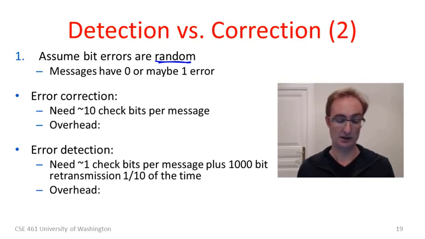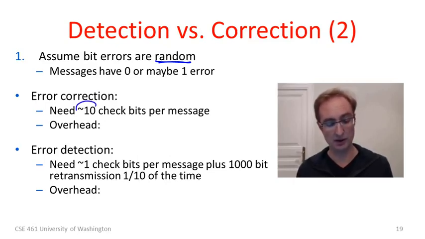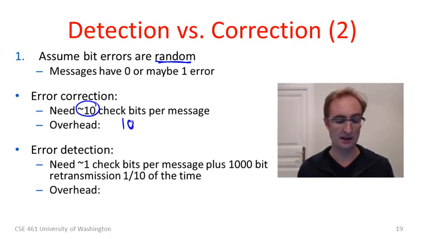Now, to do error correction, to handle about 1,000 bits, if you go through some of the Hamming expressions from before, you'll find that you need about 10 check bits to be able to correct a single error. So the overhead here per message would be simply 10 check bits, 10 bits. On the other hand, suppose we used error detection. In this case, we would need only, let's say, 1 check bit to detect that there's an error, because we could use a simple parity bit if we're going to have 0 or 1 bits wrong.